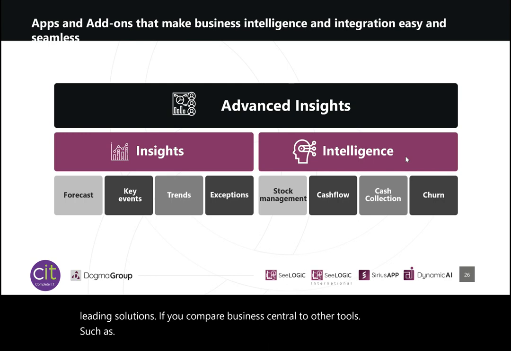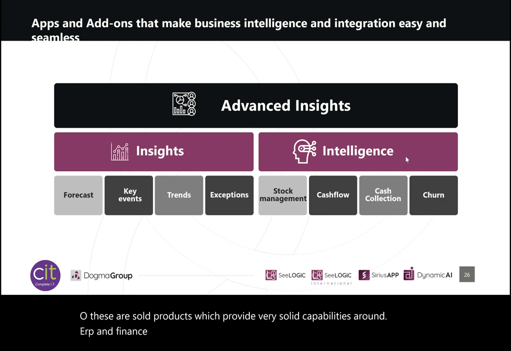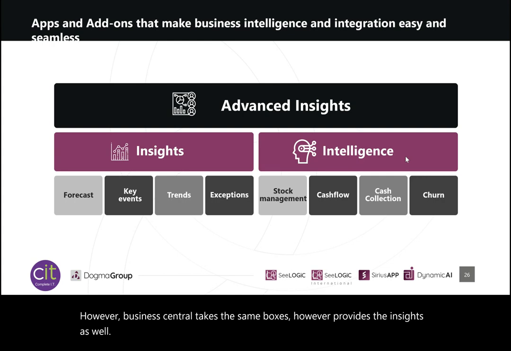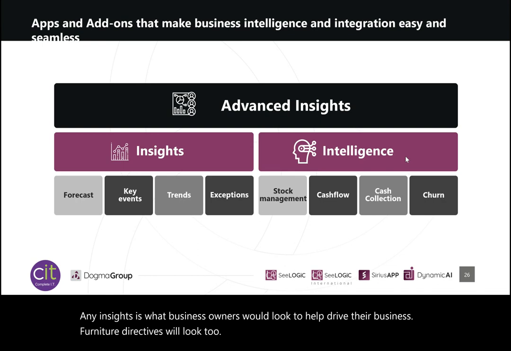Sage, QuickBooks, SAP, Xero. These are products which provide very solid capabilities around ERP and finance management, cash flow management. However, Business Central ticks the same boxes, however, provides the insights as well. And the insights is what business owners would look to help drive their business. Financial directors will look to improve their processes.